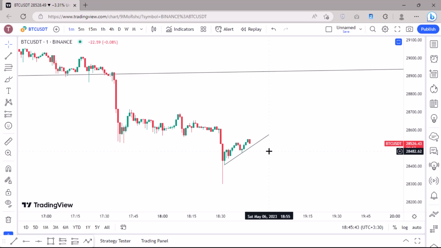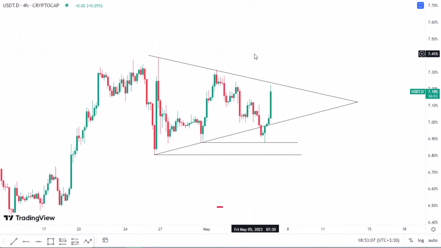Let's move to the next part, in which I will be showing you the Tether dominance chart, which you can see too and have a nice mindset of the market.